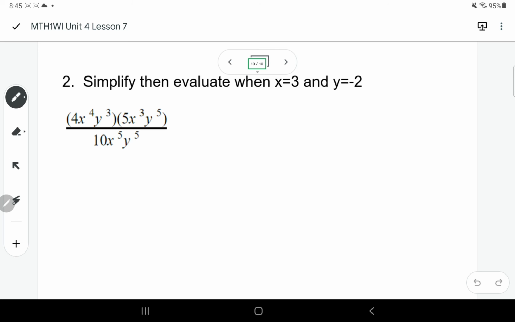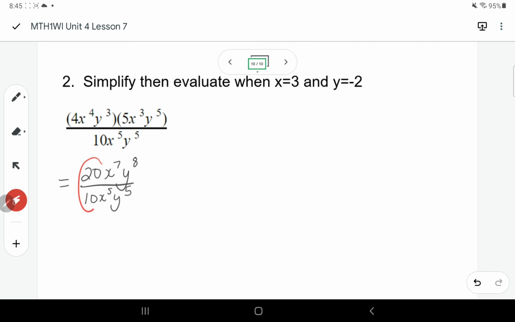multiply the coefficients. So 4 times 5 is 20. And then I'm looking for the bases that are the same. I have x to the exponent 4, x to the exponent 3. So that gives me x to the exponent 7, adding up those exponents. y cubed and y to the exponent 5. Base stays the same, add up the exponents, and it's 8. I'm not doing anything yet with the bottoms, so I'll just rewrite that.